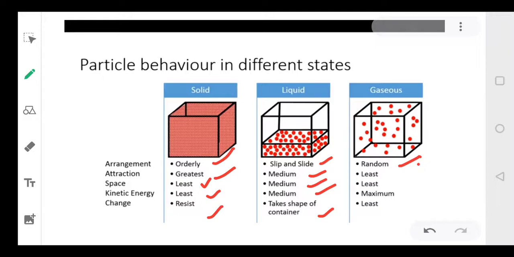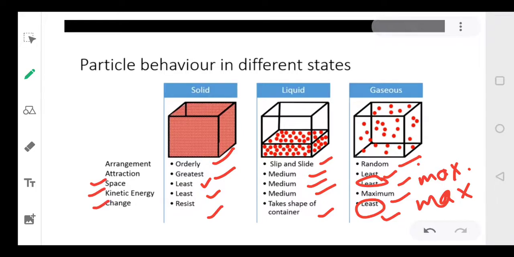The force of attraction is minimum. The space between the particles is maximum. Here you have to write maximum. The kinetic energy is also maximum and they change shape, they try to change the shape again, maximum. Clear? So all three properties, that is space, kinetic energy and change, are maximum in the case of gases.